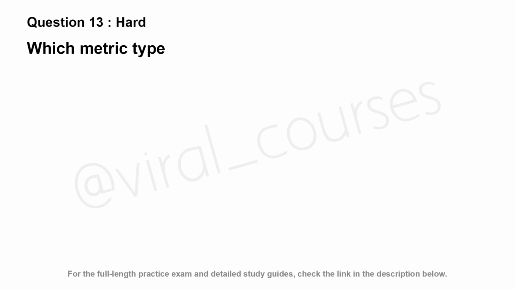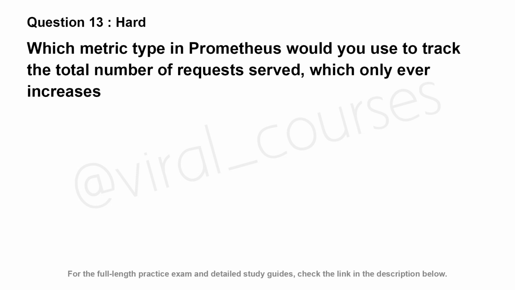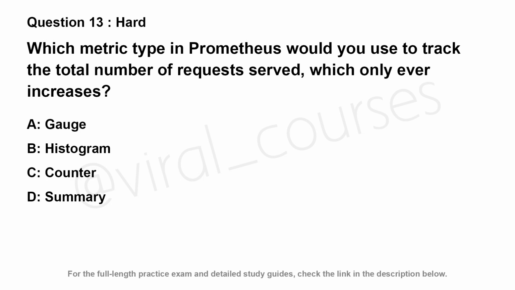Which metric type in Prometheus would you use to track the total number of requests served, which only ever increases? Option A, gauge. Option B, histogram. Option C, counter. Option D, summary.